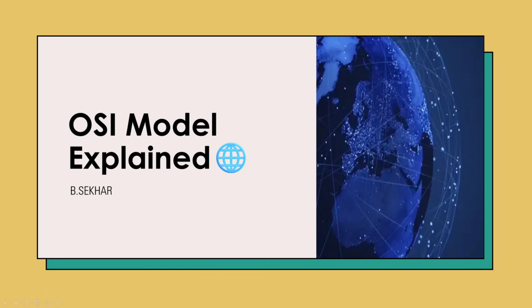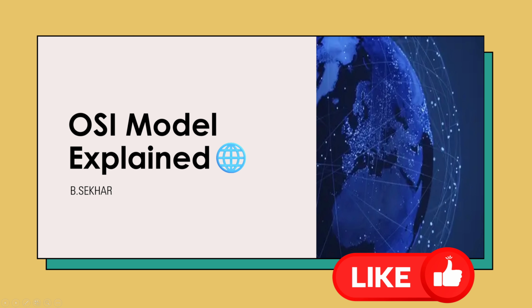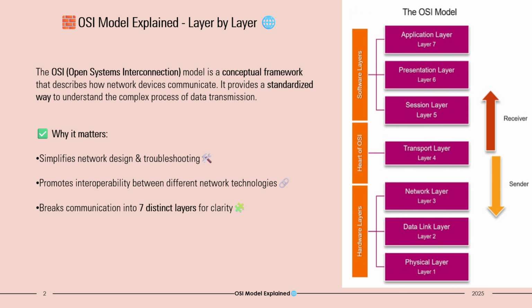Today's topic is the OSI model, Open Systems Interconnection model. In this video, we will learn complete information about how the OSI model works and why it's important in networking. Let's get started. The OSI, Open Systems Interconnection model is a conceptual framework that describes how network devices communicate. It provides a standardized way to understand and visualize the complex process of data transmission across a network.